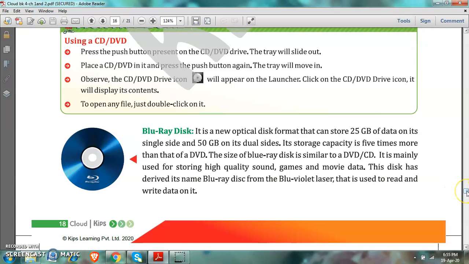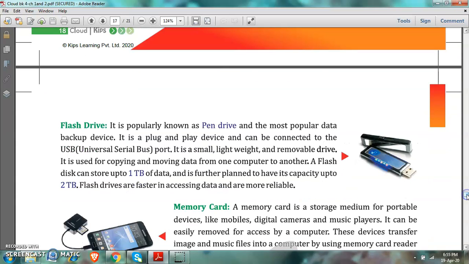Children, I am giving you one work: you are to write CD, DVD and Blu-ray disc. Then below, you are to write what they can store. And after that, you are to write the storage capacity as per the memory unit in all three devices. This is a very important point to keep in mind: what is the difference between CD and DVD, and what is the difference between DVD and Blu-ray disc. So these all are the same as per visibility but different as per storage capacity.